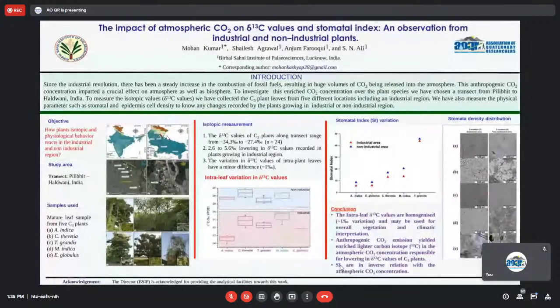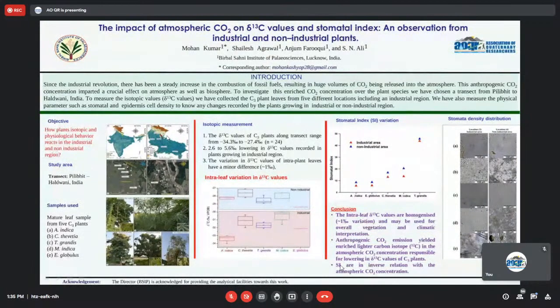fossil fuel burning. At these sites we also collected plant samples, and randomly we chose 5 plant species. These are Azadirachta indica, Shorea robusta, Tectona grandis, and Mangifera indica. These are very common species and available everywhere, and we are also measuring the isotopic values of these plants and seeing a similar trend following a pattern, and all the plant species show a sudden drop in delta C13 values in location 3, which is identified as an industrial site. Here we get a 2.6 to 5.6 per mil lowering in the delta C13 values.